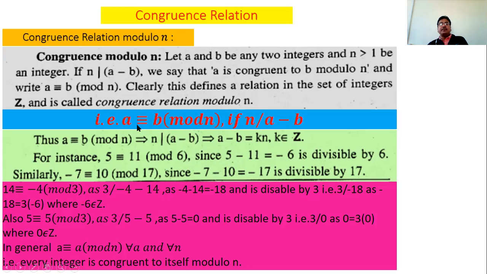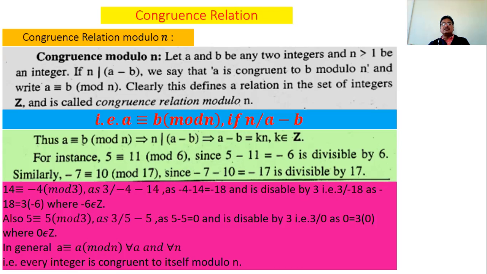So what is the definition of a is congruent to b modulo n? If n divides a minus b, then a is congruent to b modulo n. When n divides a minus b, a minus b can be expressed in the form n times some integer. So the definition of congruence relation also depends on the definition of divisibility.